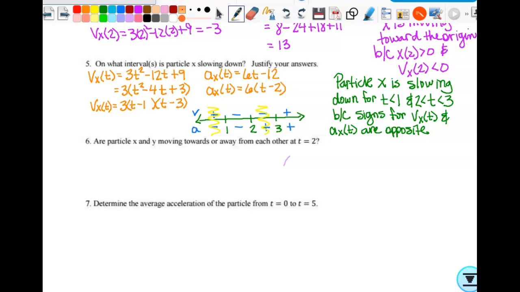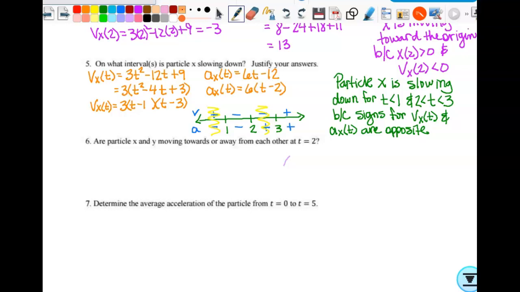So on this one, what I would say, just to be safe, just in case they don't let us look at a sign chart for this particular question, we would say particle x is slowing down for time less than 1, since velocity is positive and acceleration is negative on that interval. And for t between 2 and 3, since velocity is negative and acceleration is positive on that interval. So you have to be very specific about the signs. Does that make sense, guys?